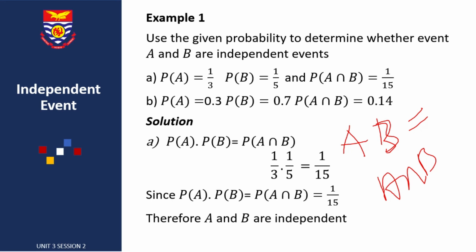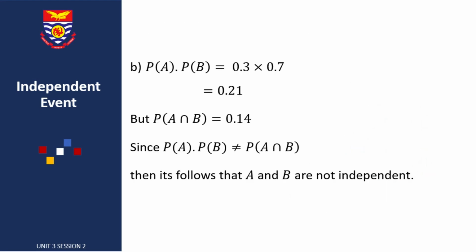Would you like to try the B part of the question? Would it be independent or not? Well, multiplying the two probabilities of A and B, that's 0.3 and 0.7, you have 0.21. But the probability of A intersection B given in the question is 0.14, and we can all see that 0.21 is not the same as 0.14. Hence, the probability of A intersection B is not equal to the probability of A times the probability of B. So it simply follows that those two events, event A and event B, are not independent.